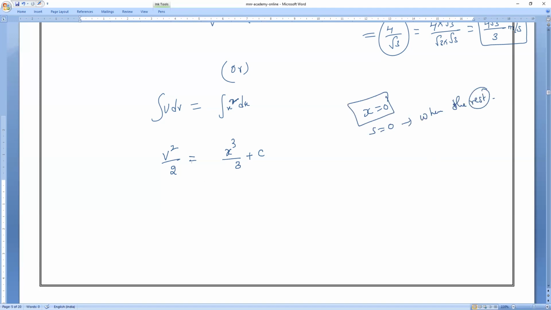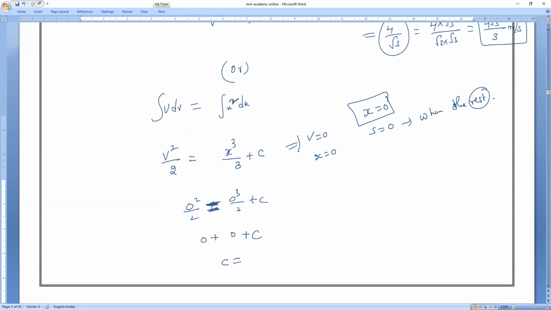So what will happen? V square by 2 is equal to x cube by 3 plus C. In this case, velocity is 0 and x is also 0. So if you substitute and find the C value, what will come? 0 square by 2 equals 0 cube by 3 plus C, which is 0 plus 0 plus C. Here it is equals, not plus sign. So let us see how the C value will come.